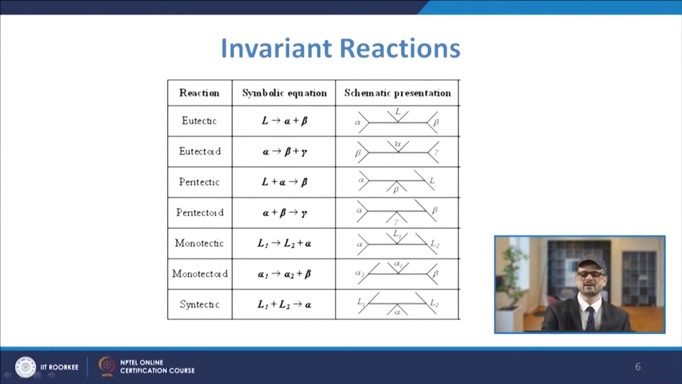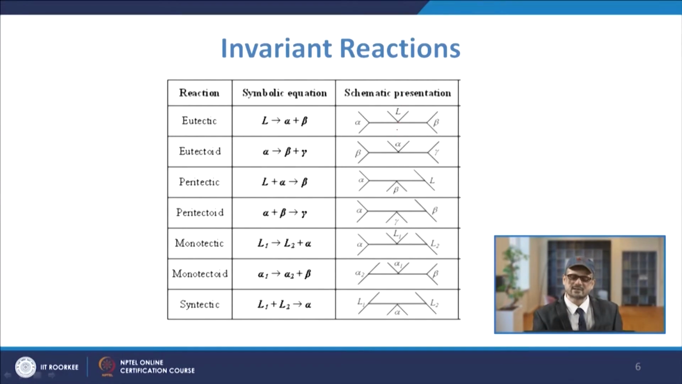Similarly, in a peritectoid reaction, you will have two solid phases, and on cooling they will give you another solid phase, and reversibly it will go the other way when you heat it. Accordingly, you must have an understanding of these things when you are cooling.